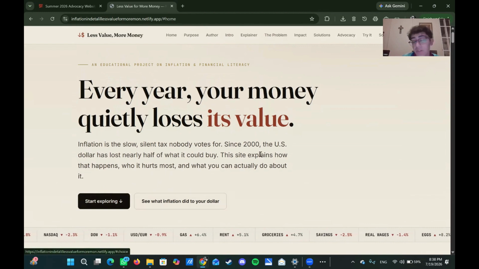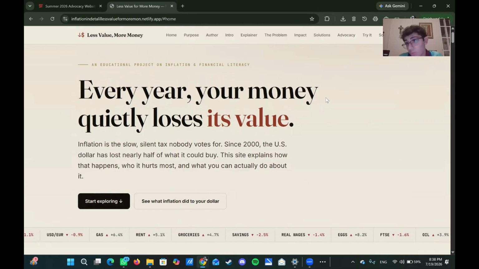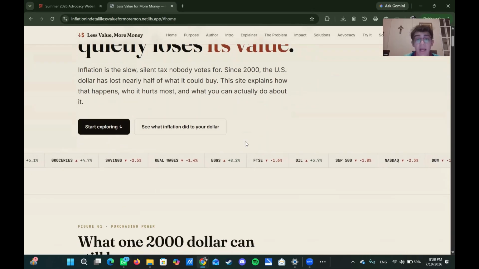And the "See what inflation did to your dollar" button takes us to this section, which is Try It, which is the Your Choice section, but I renamed it, and we will see how it works in a few minutes. I also decided to go with moving charts about prices that went up and values that went down because of inflation. We have index funds and stock options like the S&P 500 and Nasdaq, and we also have day-to-day charges or items we use like gas, groceries, wages, and rent that went up or down or basically devaluated.